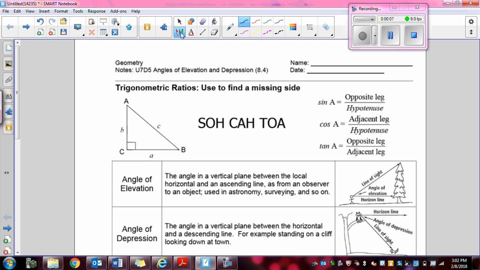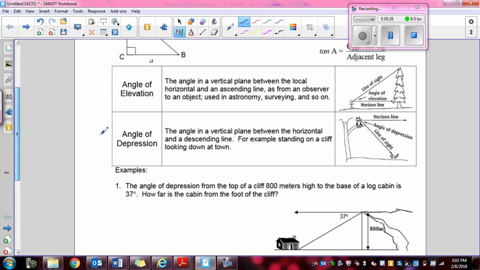And this is going to be the last set of notes that you're going to have for this chapter. We're going to go over the angles of elevation and the angles of depression. What's really important is that you remember your sine, cosine, tangent ratios. And we're going to define what an angle of elevation is and what the angle of depression is. So they're going to be equal.